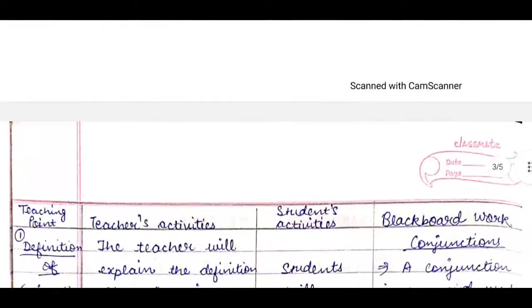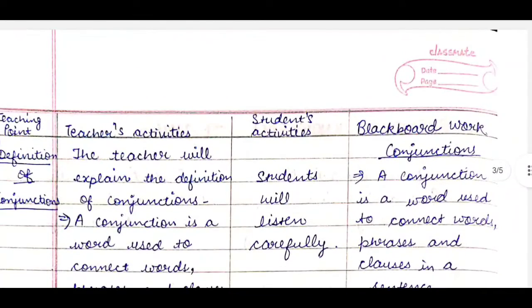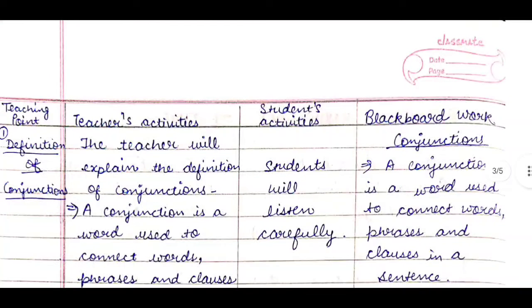Okay, so for this, what do we make? We make four columns. First one is teaching point, second teachers activities, third students activities, and fourth one is blackboard work. Okay, so first teaching point is definition of conjunctions.